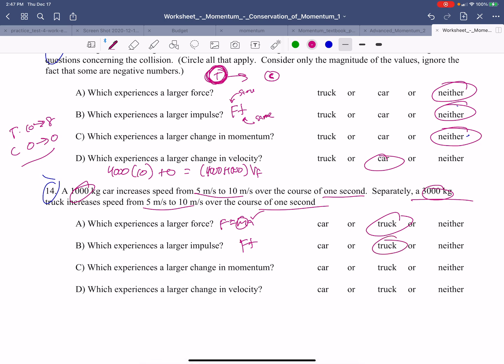Boom! Which one has a larger change in momentum? Well, if you've already said the truck has a larger impulse, then by definition the truck has a larger change in momentum, because they are the same thing, right? Which one has a larger change in velocity? Well, they both went from 5 to 10, so neither. So that is how we do those problems.